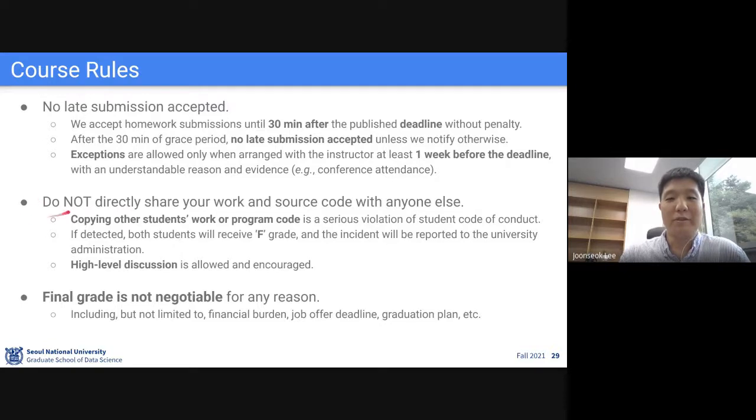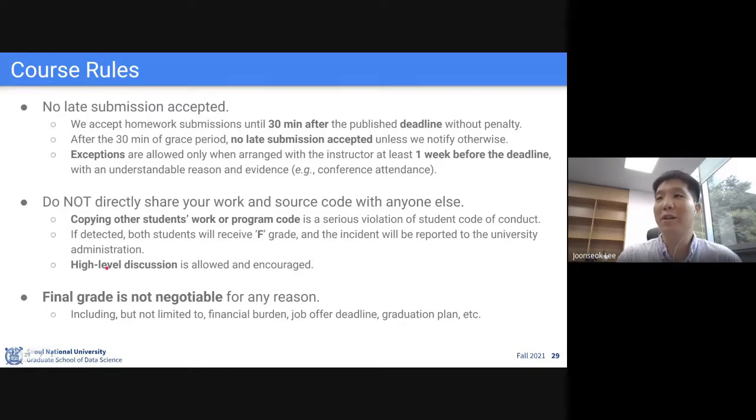And the second rule is, this is even more important. Please do not share your code or writing or anything directly to someone else in the course. Again, copying other students' work or program code is a very, very serious violation of students' code of conduct, okay? I'm very serious about this. So if detected, well, if we cannot detect, then yeah, we have no way to punish you. But if we detect, both students will receive F, and this incident will be reported to university administration, which is very serious results for both of you. So please do not copy, and please do not share your codes to someone else.